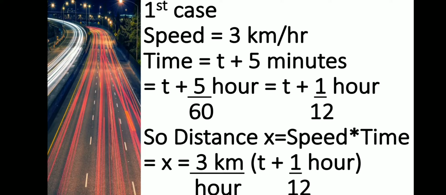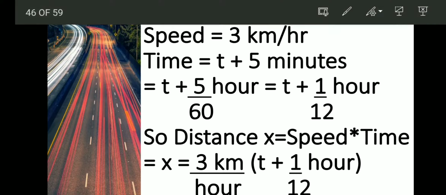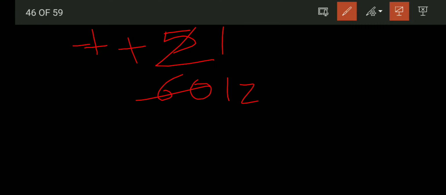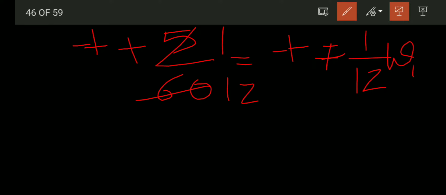So now t plus 5 minutes. We are converting this 5 minutes into hour by dividing with 60. What we get is t plus 1 by 12 hour. I'll show you how. T is the time plus, because he is reaching 5 minutes late, so 5 minutes more he wants to be on time. So 5 ones are 5, 5 12s are 60. So what time is t plus 1 by 12 hours.